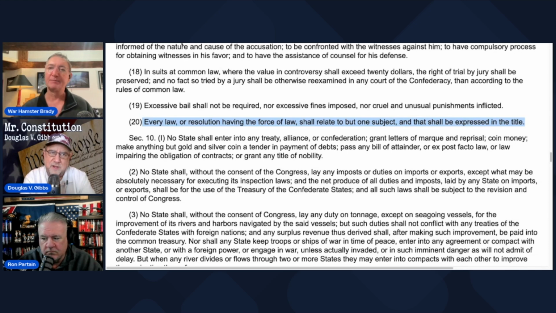Boy, wouldn't that be nice? I love that. That should be an amendment to the U.S. Constitution. You mean the Patriot Act that does nothing of the sort, or the Inflation Reduction Act that did nothing about inflation? That wouldn't happen. And the single subject bill. The Affordable Care Act, it made it really affordable.